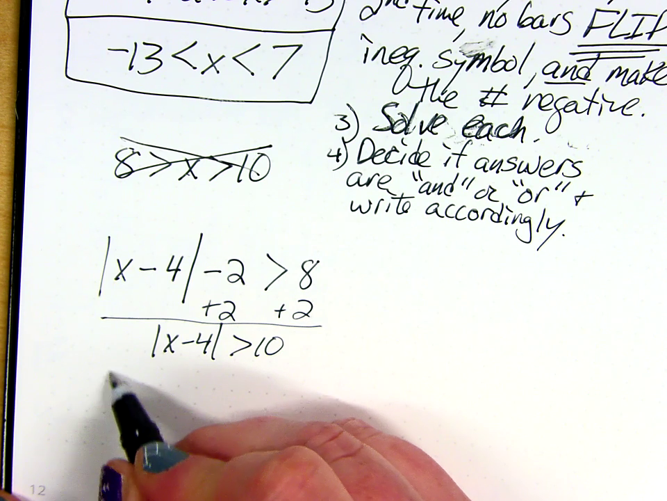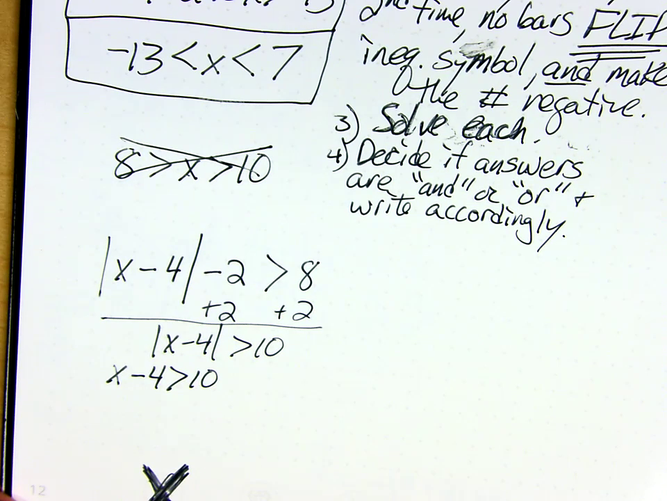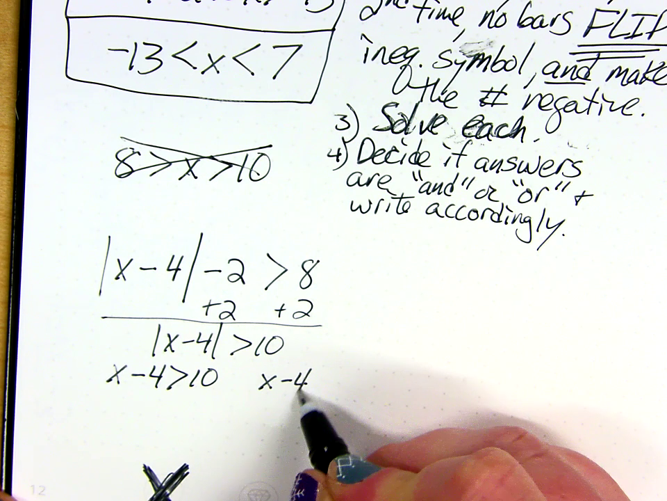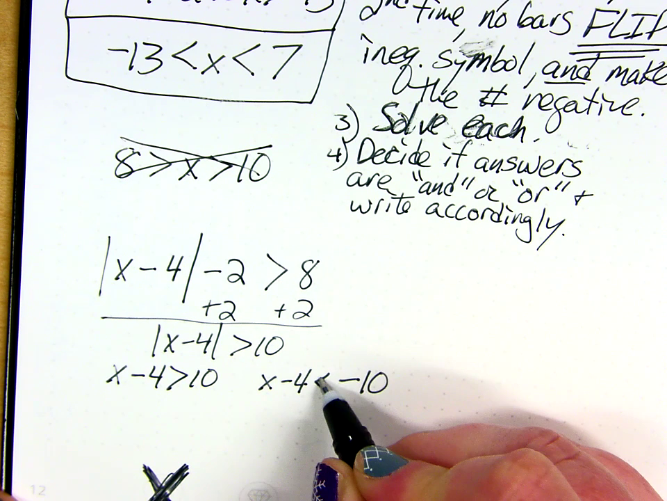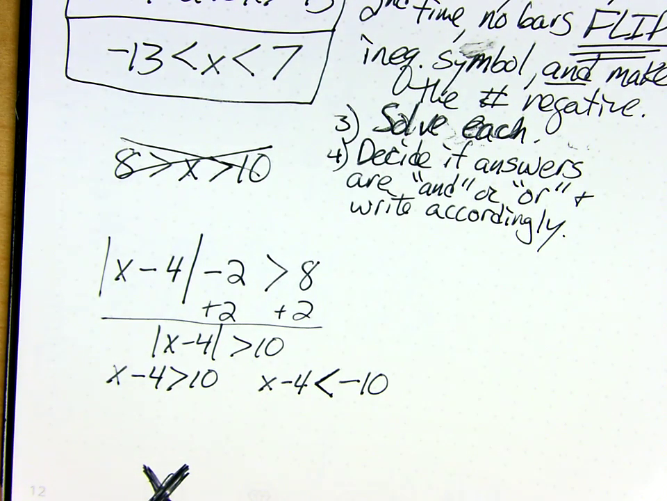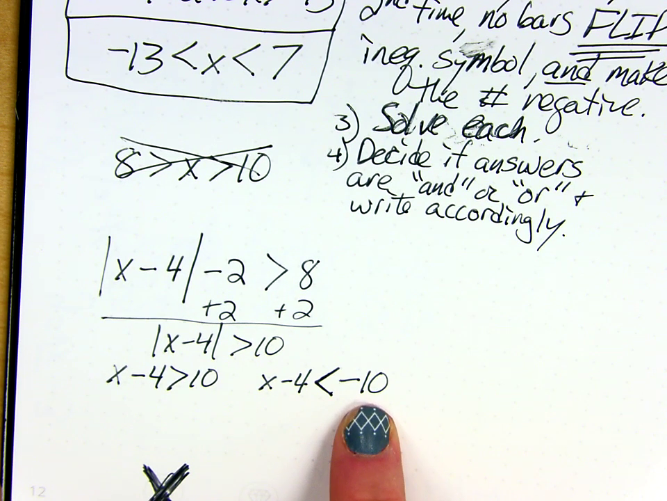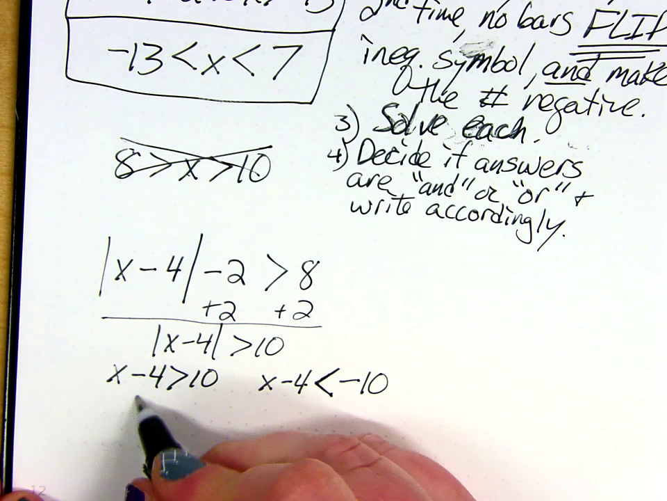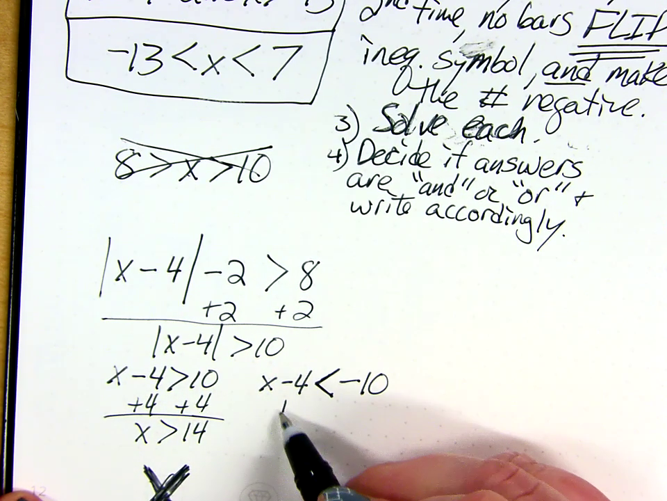Okay, so first time, you should have written x minus 4 is greater than 10, just like I see it, just no bars. The second time, I'm going to write it as x minus 4 less than negative 10. Please look at your papers and make sure that you did both of those things. You flipped that symbol over and you made that negative. You have to do both. We're okay so far? Now I solve each one. Add 4, add 4. X is greater than 14. That's not so bad.